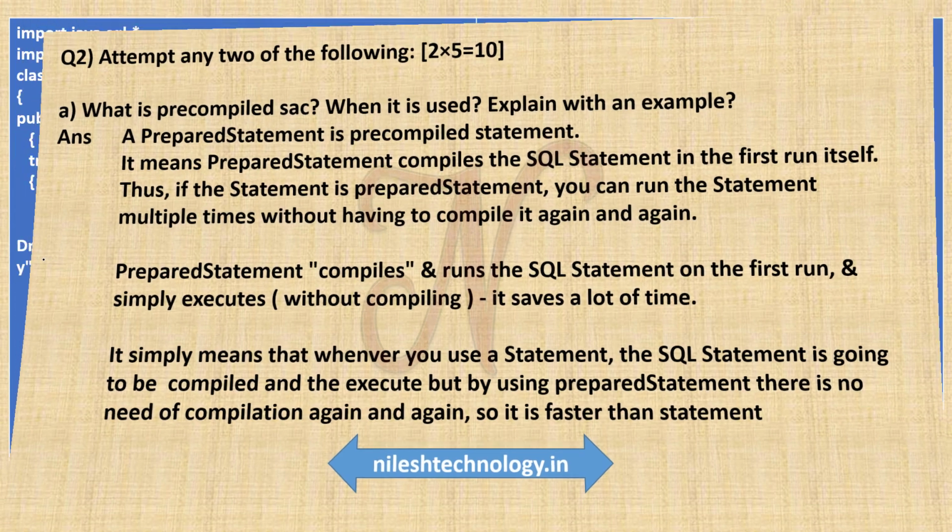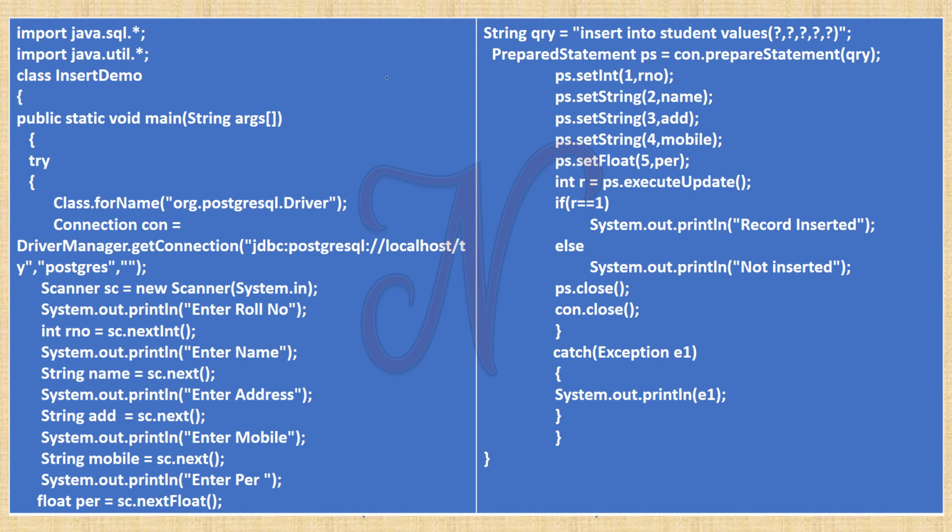So this is your program. Import some packages, here the java.sql and util packages. Then this is your class name and main method. In try, first load your driver, then make a connection. Here we create an object of Scanner, which means accepting input from the keyboard. Here we accept the roll number, name, address, mobile and percentage.